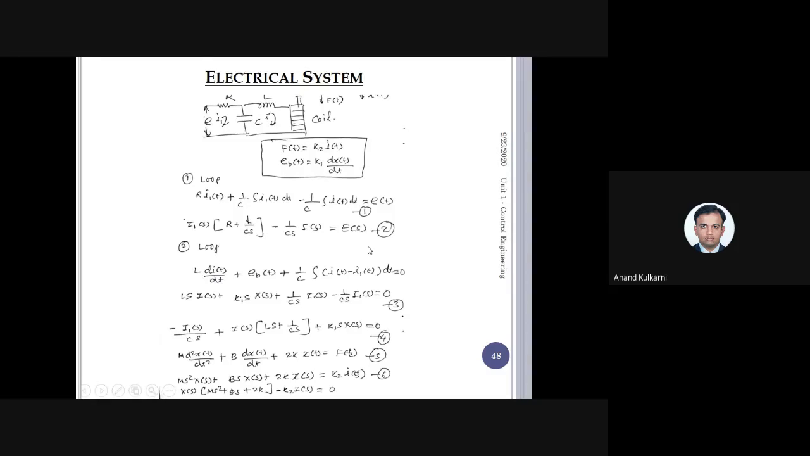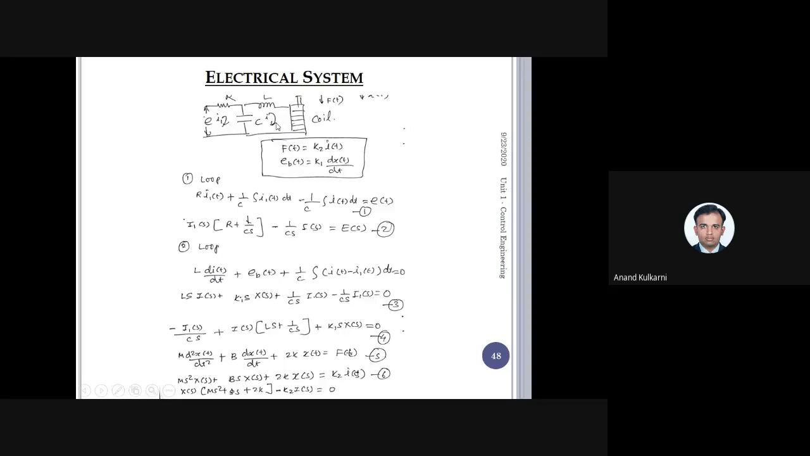Is it clear? Equation number 2. Is it clear to you? Yes, sir. Yeah. Then the second loop. This is the second loop.